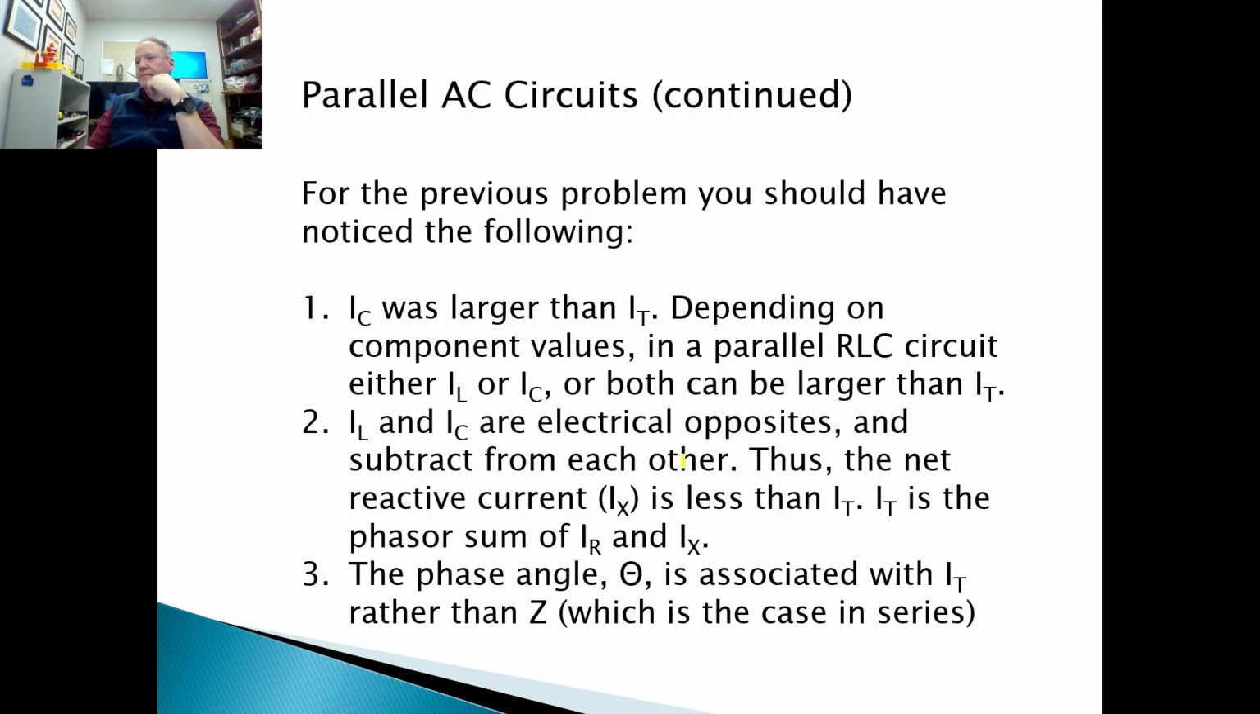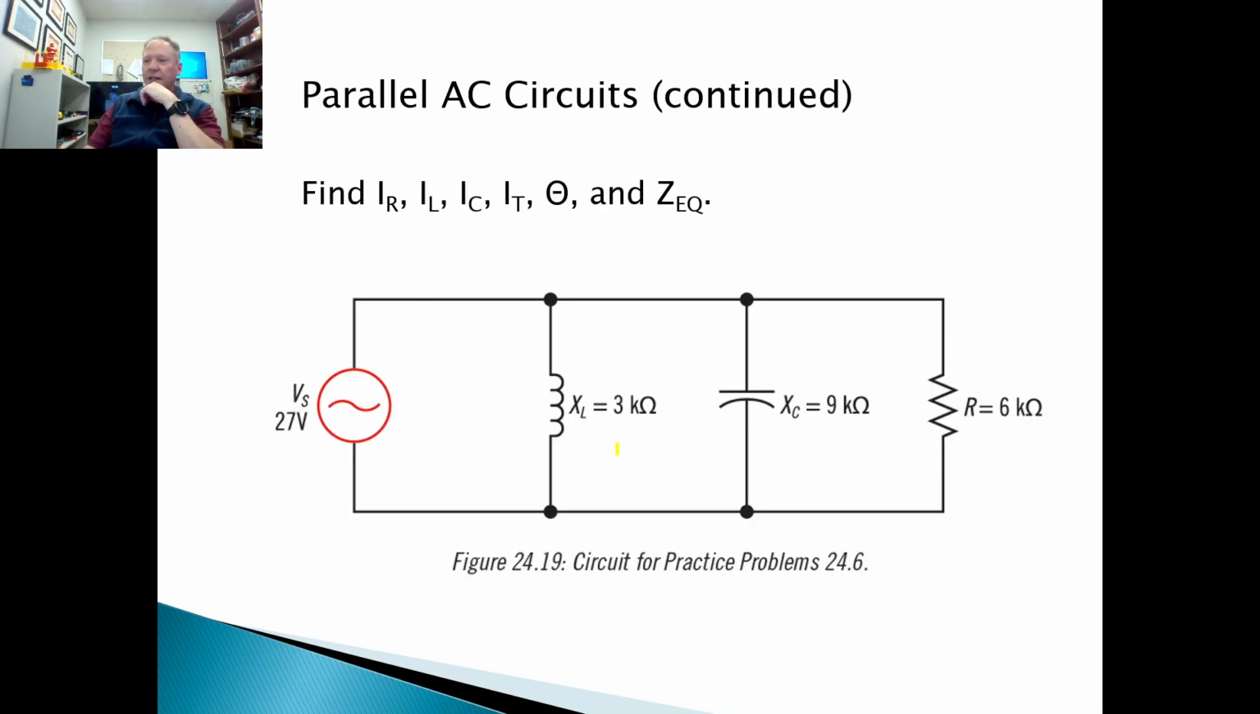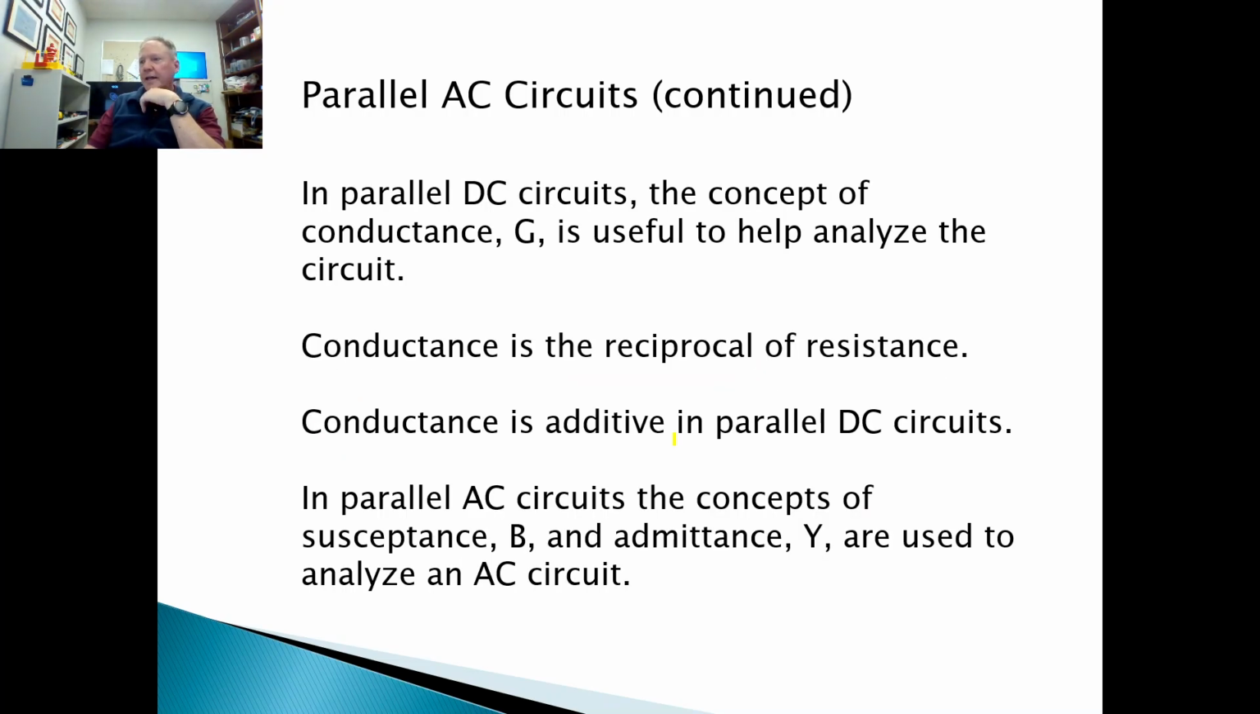All right. And then here's finally one more example problem. And now we're going to remember in DC, the concept of conductance, or G, is useful to help analyze circuits, and it's the reciprocal of the resistance. So it's 1 over R. And conductance is additive in parallel DC circuits.